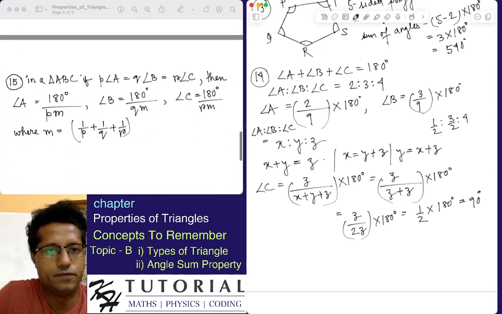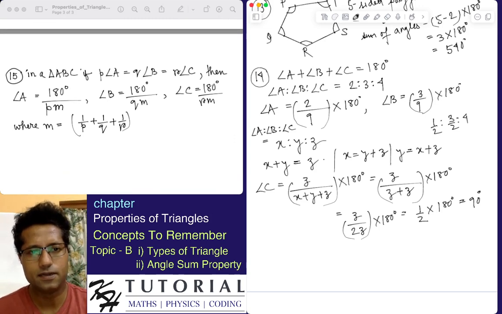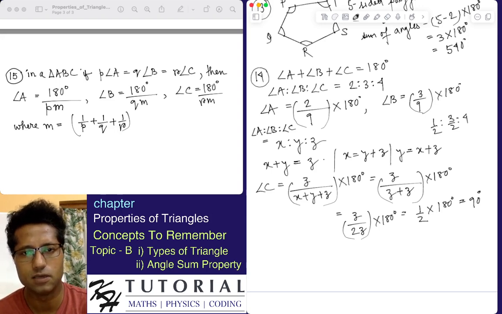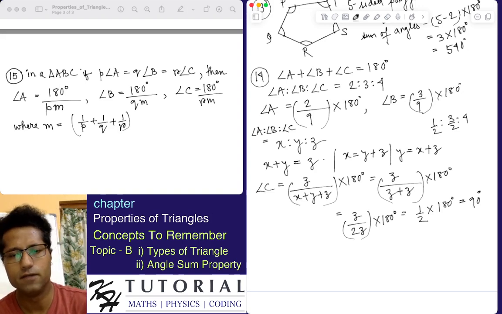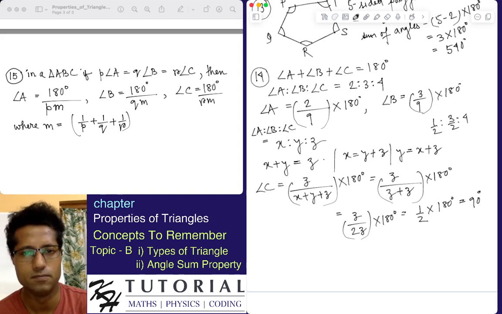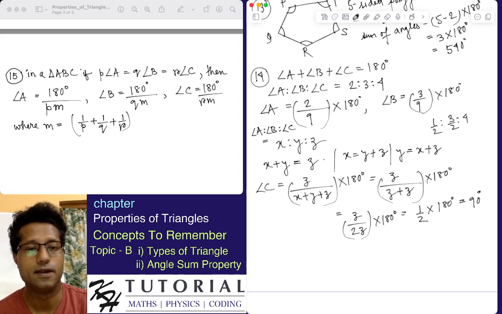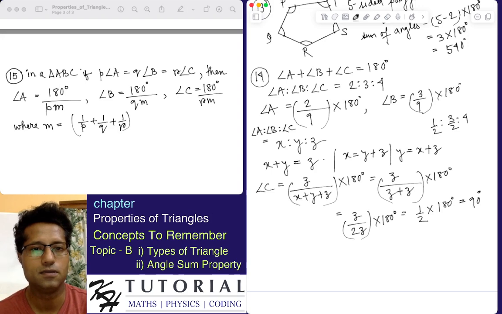Okay. Point number 15 is saying that if it is given that in a triangle the relation between the angles is given like this, that P times angle A is equal to Q times angle B is equal to R times angle C, where P, Q, R are positive numbers. They could be fractions, they could be integers. If we are given this kind of relation, that P times A is equal to Q times B is equal to R times C, then how do we find the individual angles A, B and C?